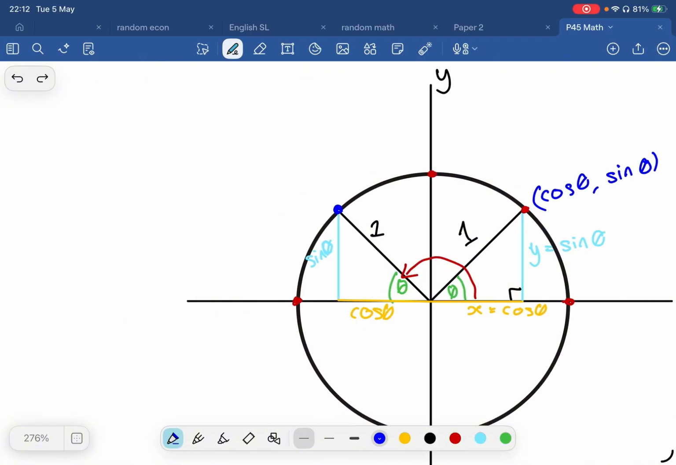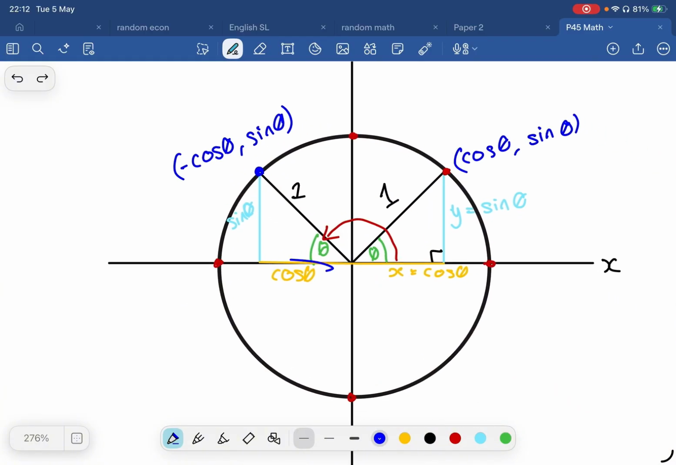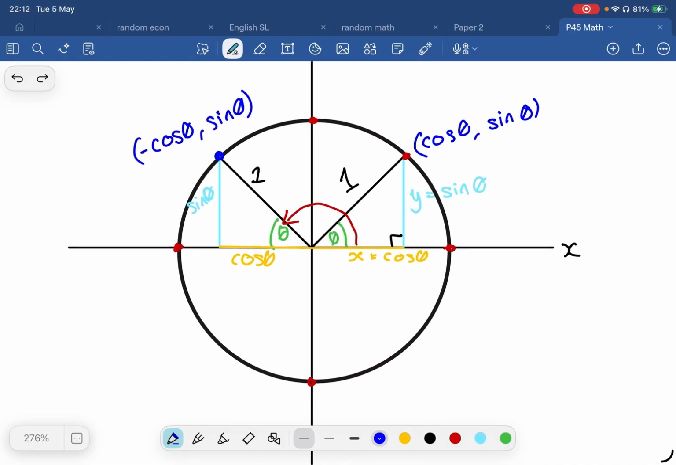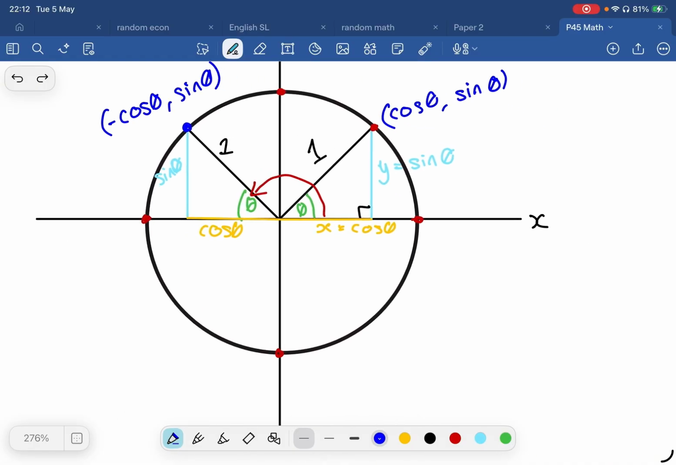But remember, this is still a graph, so it would actually be (negative cos theta, sine theta), because in this quadrant the x values are negative. Remember, this length is cos theta. The length, which obviously can't be negative, is cos theta, but the point is negative cos theta, and the y value is still positive.